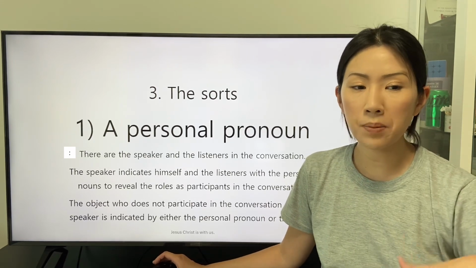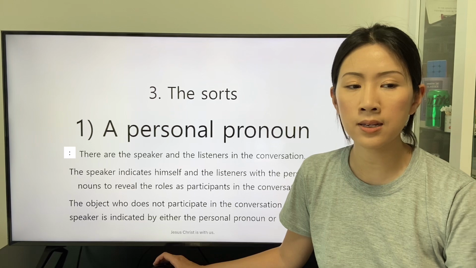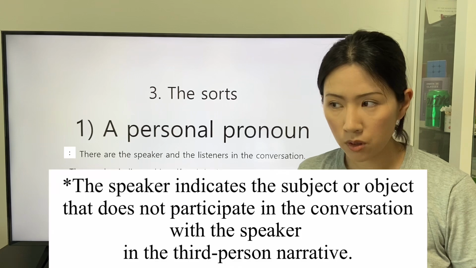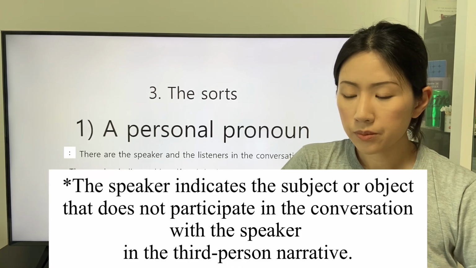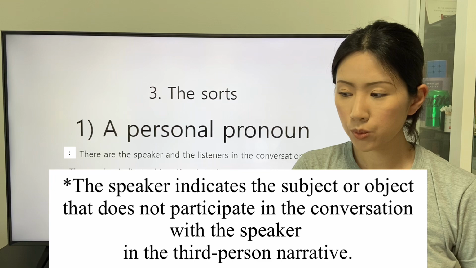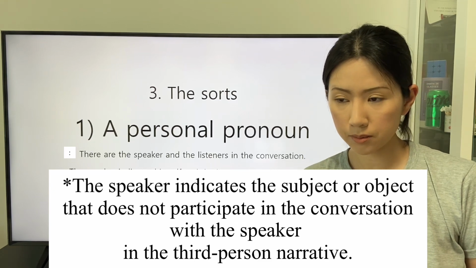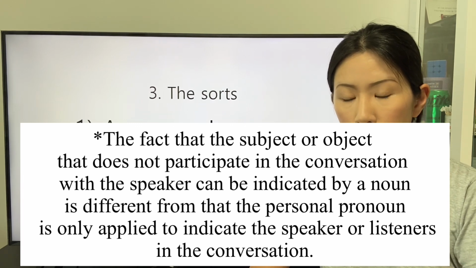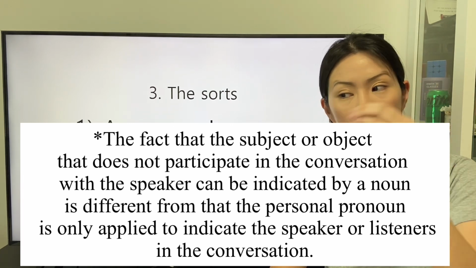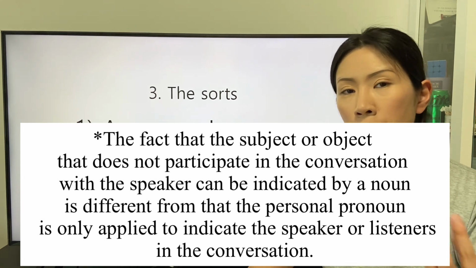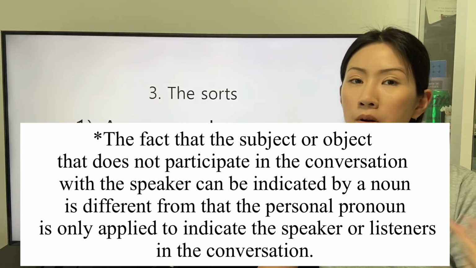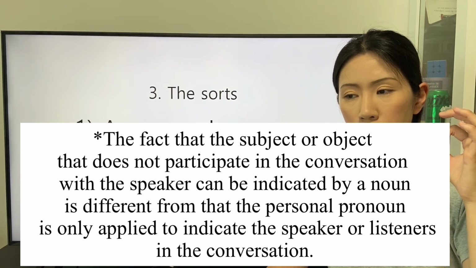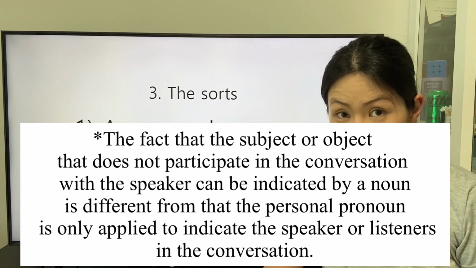The object who does not participate in the conversation with the speaker is indicated by either the personal pronoun or the noun. The speaker indicates the subject or object that does not participate in the conversation with the speaker in the third person narrative. The fact that the subject or object that does not participate in the conversation with the speaker can be indicated by a noun is different from that. The personal pronoun is only applied to indicate the speaker or listeners in the conversation.